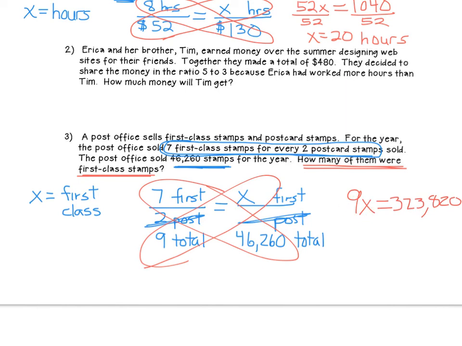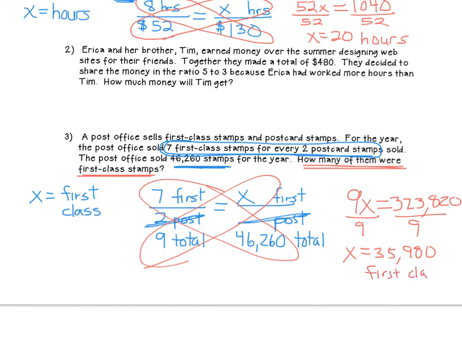And now finish up. The opposite of multiply is divide. So divide both sides by 9. And you will get 35,980. And what did X stand for? X stood for first class. So here's X. That must be first class stamps.